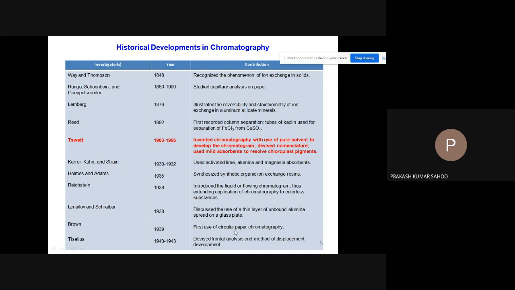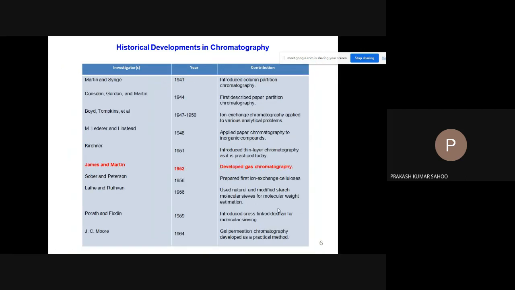Okay, and there is also paper chromatography we'll discuss later. Tiselius in 1942-43 devised frontal analysis and the method of displacement development. And again, these things were invented or discovered one by one. That is the column partition chromatography by Martin and Synge in 1941. Then again, Consden, Gordon and Martin in 1944 first described paper partition chromatography.